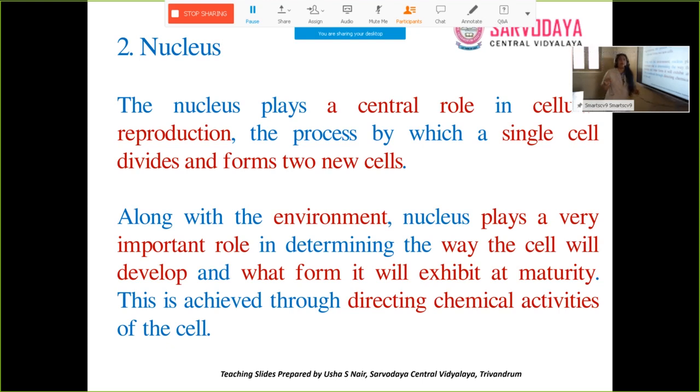That is why I said questions like this, write a short note about the nucleus, maybe a 5 marks or 3 marks question, can come. So you have to know this. I think this is clear. Please go through today itself whatever I'm doing, then only you will be able to understand what I've taught. Central role in cell reproduction means a single cell divides and forms two new cells, and the nucleus plays an important role in determining the way the cell should develop and exhibit its characters. This is achieved only through chemical activities of the cell.